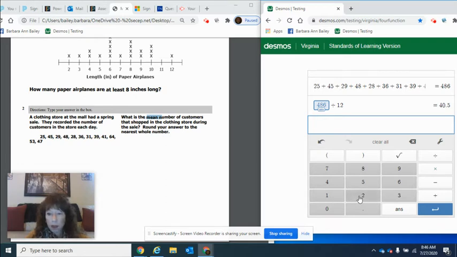So I'm going to add this up, 25 plus 45 plus 29 plus 48 plus 36. And if you have some higher level students, it might be fun to have them come up with what they think might happen, what the problem is with doing it this way. Get them thinking about that before you show them or explain to them.